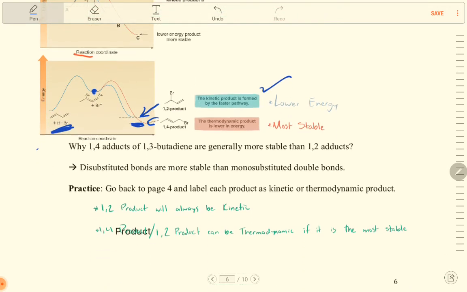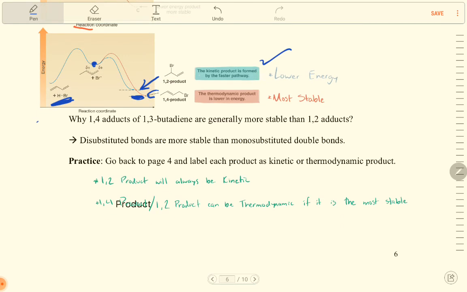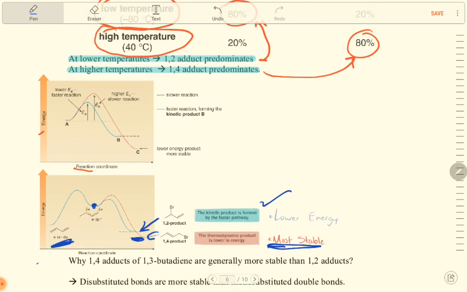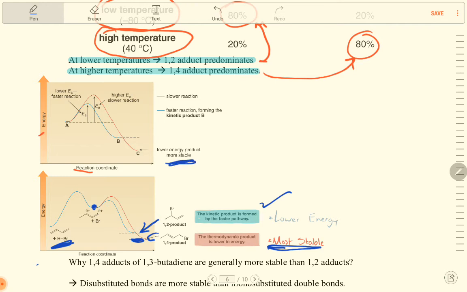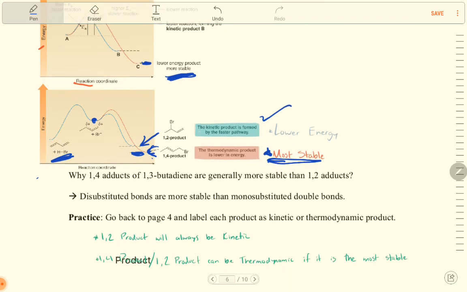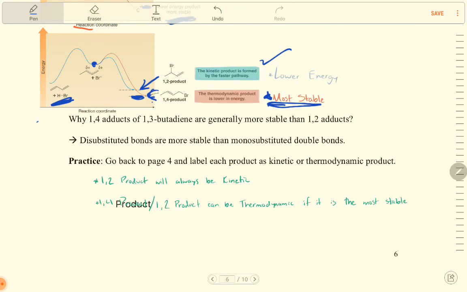So why is the 1,4 product of 1,3-butadiene generally more stable than the 1,2 product? Remember which one is more stable. Let's go back here. We know that the lower energy product is more stable, the red line one. The faster reaction gives the kinetic product, while the red line one, the 1,4 product, is lower in energy and more stable. So that you can explain.